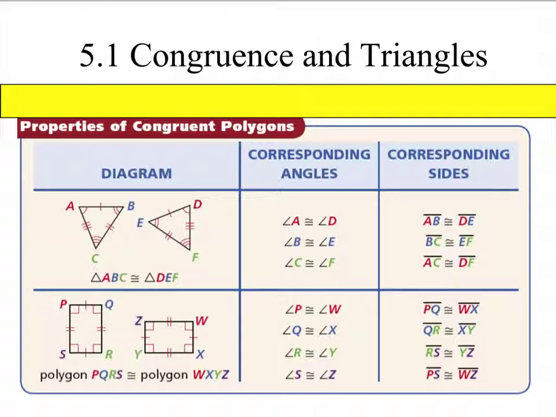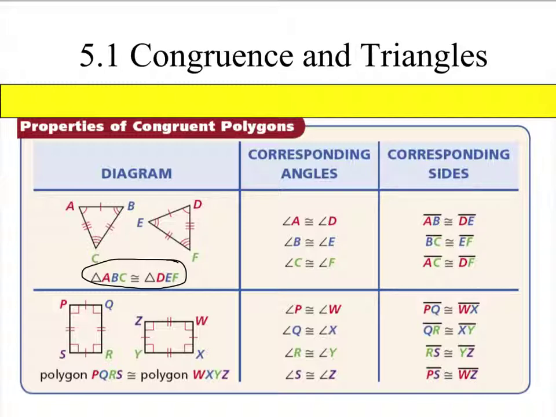Please write this down. This is the properties of congruent polygons, both triangles and other polygons as well. Okay, so please draw the diagram, include your corresponding angles, and include your corresponding sides that go along with it. And I will explain in just a moment. All right, so looking at this, I do want you to notice this statement right here, where it says triangle ABC is congruent to triangle DEF.